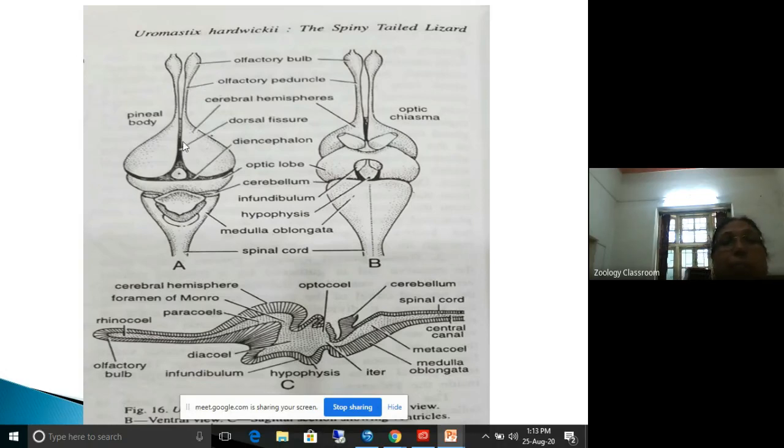Then the parietal body and pineal body are present. The parietal body is called a third eye, which is present in some species only, and in some modern fishes these are absent. The pineal body and parietal body are endocrine in function. So this is the forebrain: olfactory lobe, cerebral hemisphere, and diencephalon, which is covered by the cerebral hemisphere.